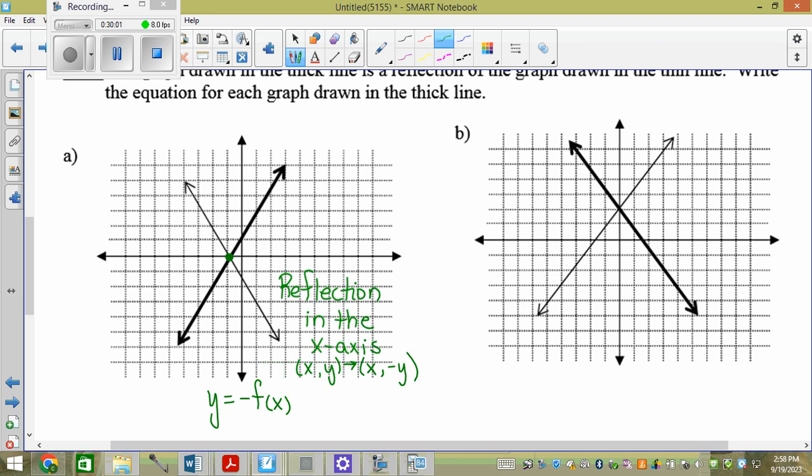And for B, the invariant point of this one is on the y-axis. So it's a reflection in the y-axis, which means my mapping would be xy becomes negative xy, because it's the opposite. The reflection in the y-axis, it has to be my x's being negated. Ones are here, here. Ones are here, here, right? And then how does it look on my equation? Y equals f.